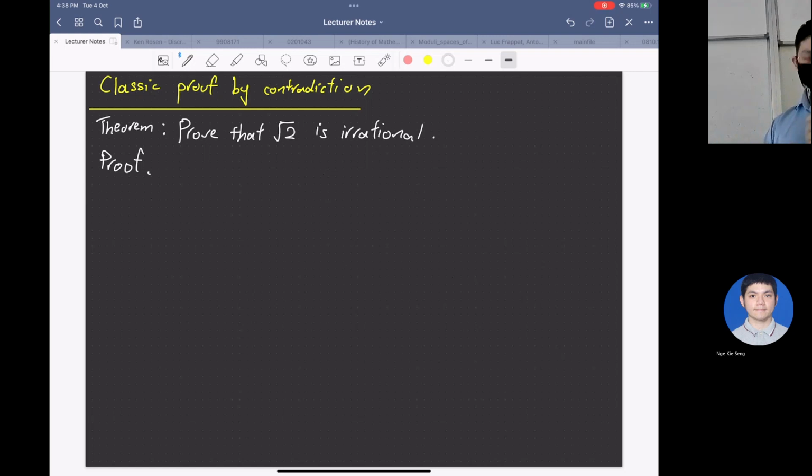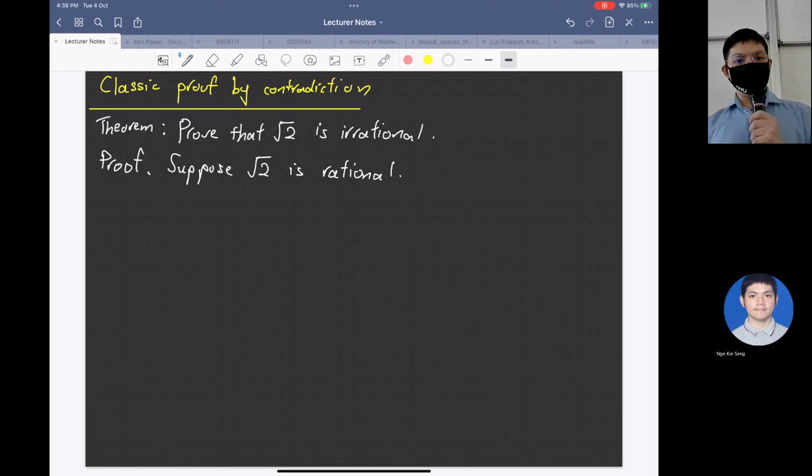Okay, so we prove by contradiction. Proof by contradiction means we need to assume the result is false. So suppose square root 2 is rational. We suppose that square root 2 is rational, and then see what contradiction we can get.